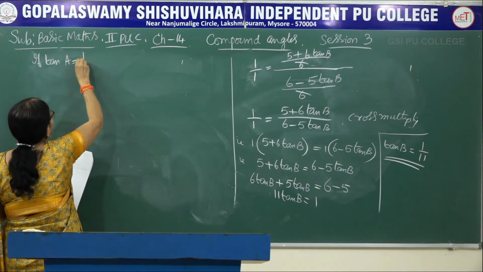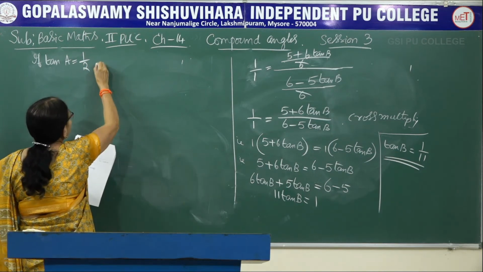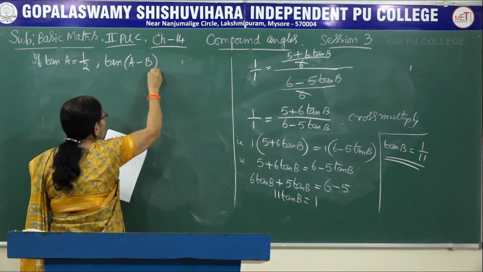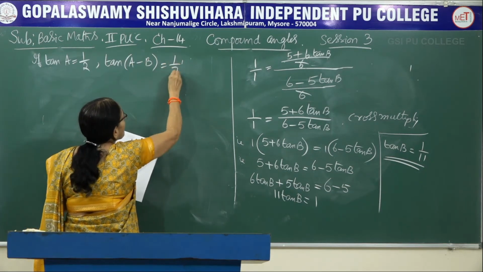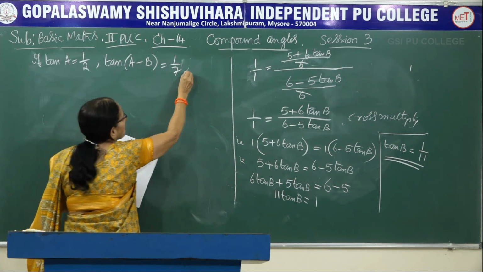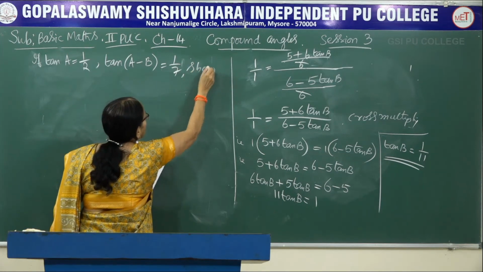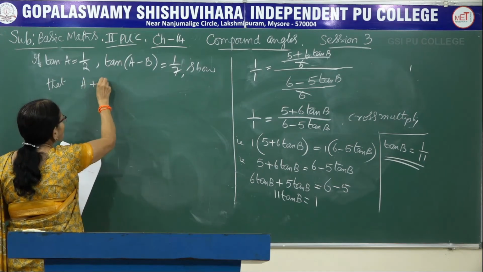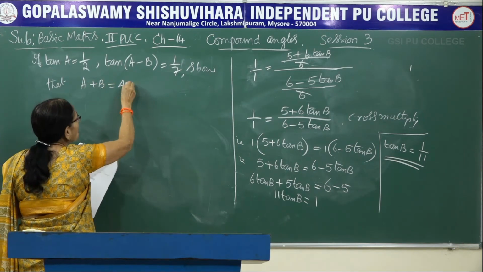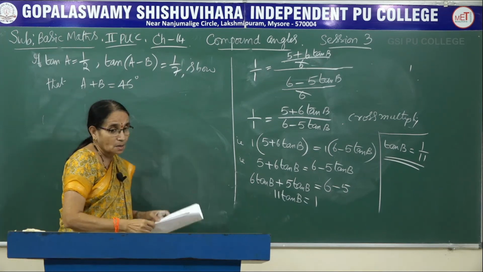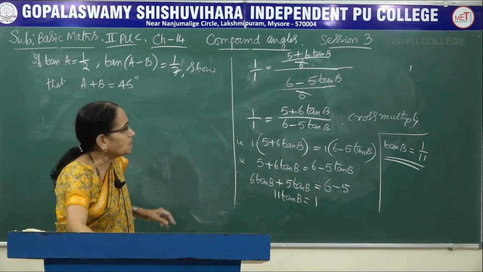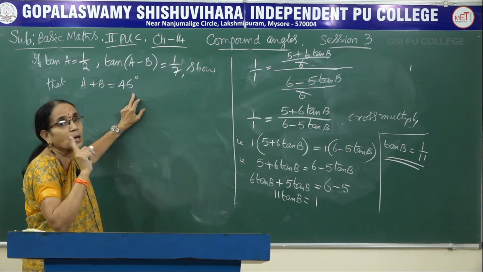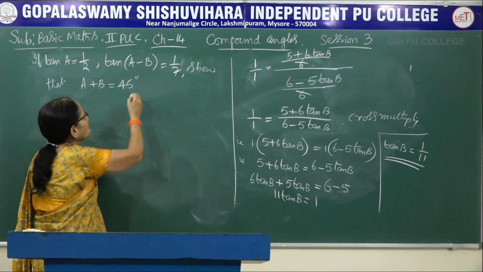If tan A is equal to 1 by 2, tan of A minus B is equal to 1 by 7, then show that angle A plus B is equal to 45 degrees, or this 45 degrees can be given in a radian measure also. Radian measure means we represent that as pi by 4, or it can be given in degrees also.